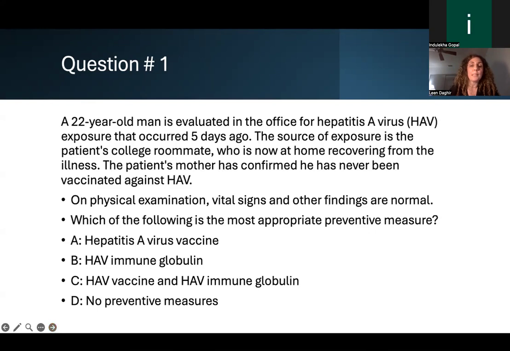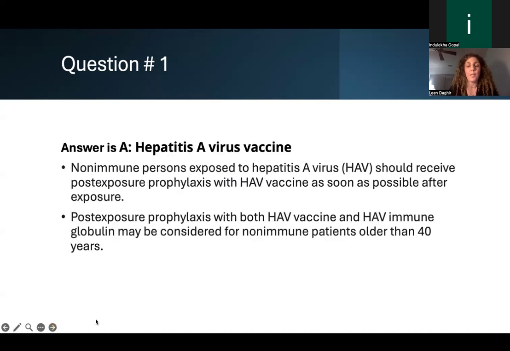A, hepatitis A virus vaccine; B, hepatitis A immunoglobulin; C, hepatitis A vaccine and immunoglobulin; or D, no preventive measures. So the answer is A. Non-immune persons exposed to hepatitis A virus should receive post-exposure prophylaxis with hepatitis A vaccine as soon as possible after exposure. Post-exposure prophylaxis with both hepatitis A vaccine and immunoglobulin may be considered for non-immune patients older than 40 years old. Okay, great. We have 2 minutes left.